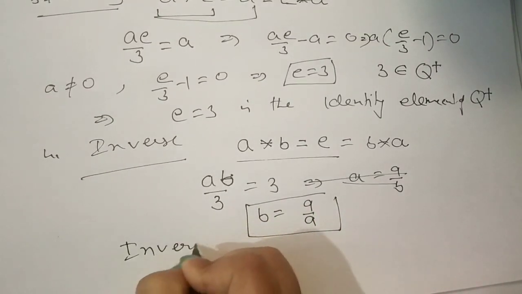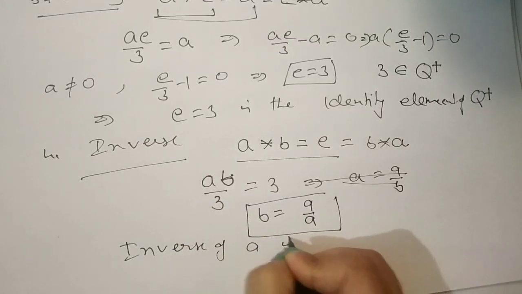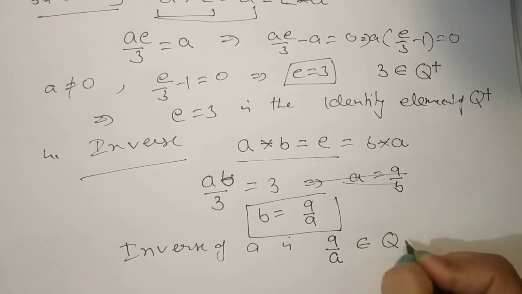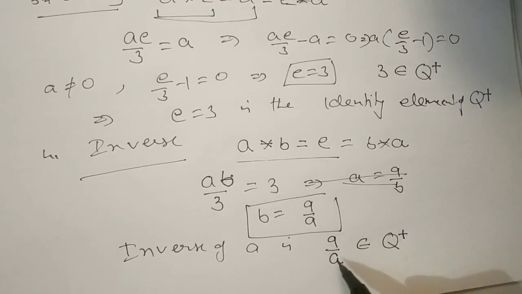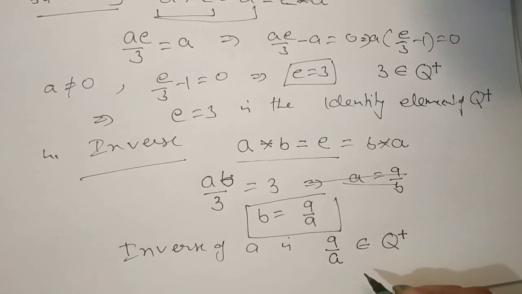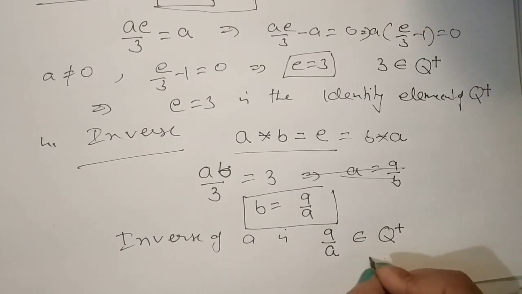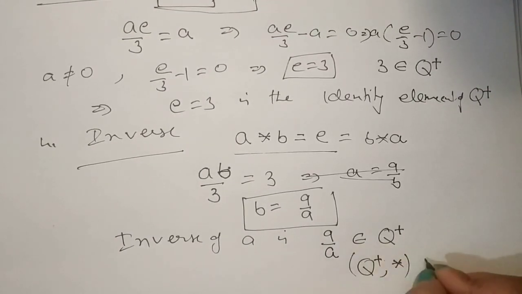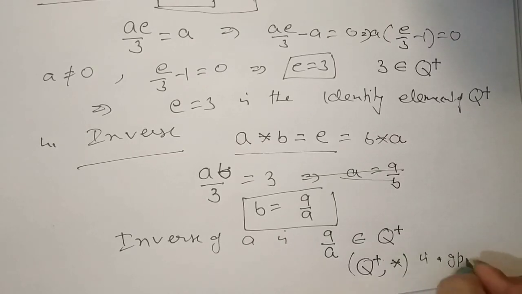So inverse of A is 9 upon A, which belongs to Q plus, because 9 upon A is a rational number and it is a positive rational number because A is positive, because A is from the set Q plus. So inverse also exists. Therefore Q plus under the operation of star is a group.